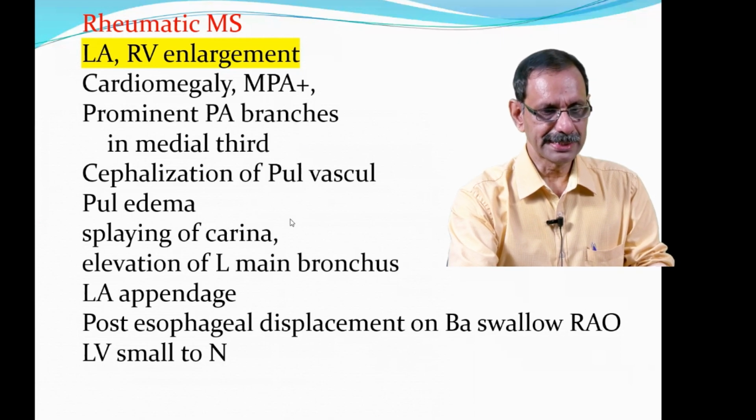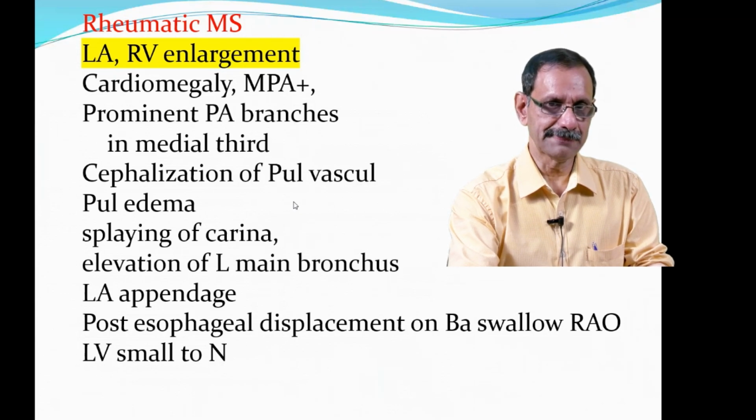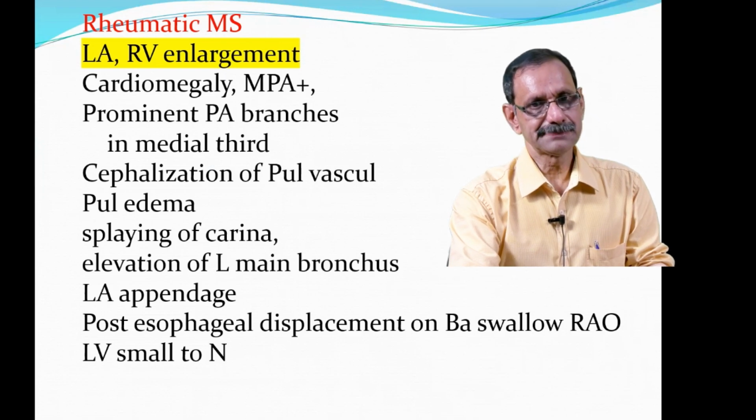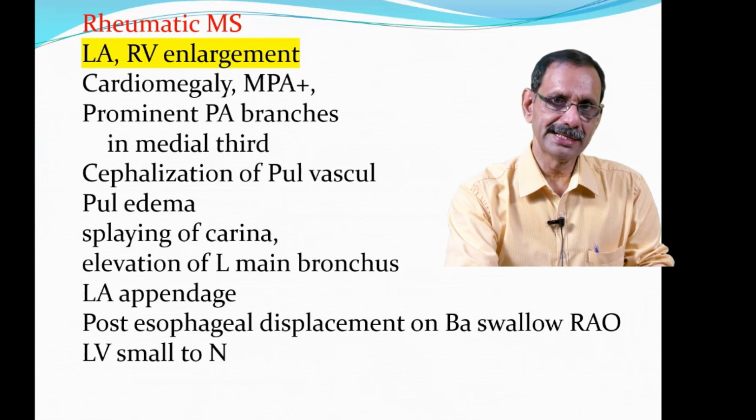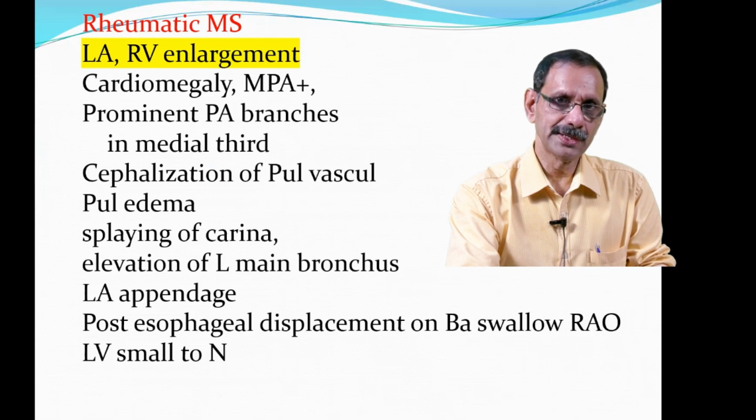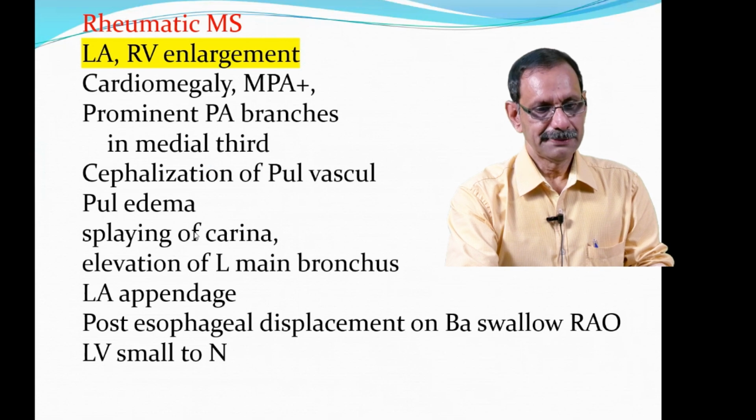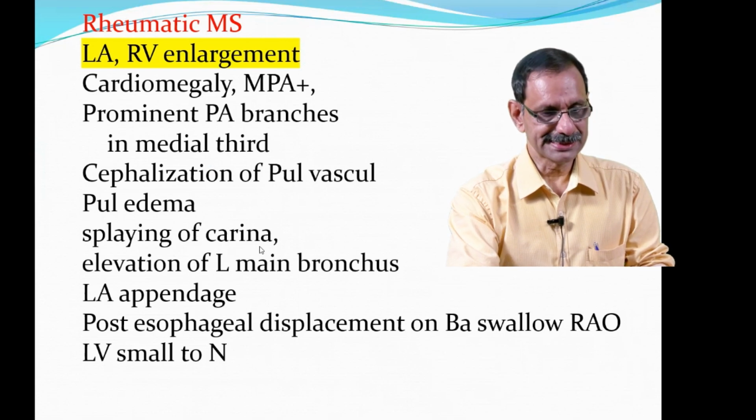prominent main pulmonary artery branches, but the lateral third devoid of branches because of the pulmonary hypertension. Cephalization of pulmonary vasculature because there is pulmonary venous hypertension, because both these things come together. There is pulmonary venous hypertension because of the block at the mitral valve. And because there is pulmonary venous hypertension, the body protects against further flooding of the pulmonary circulation by going into pulmonary arterial spasm and pulmonary arterial hypertension. And pulmonary edema can occur especially after exertion.